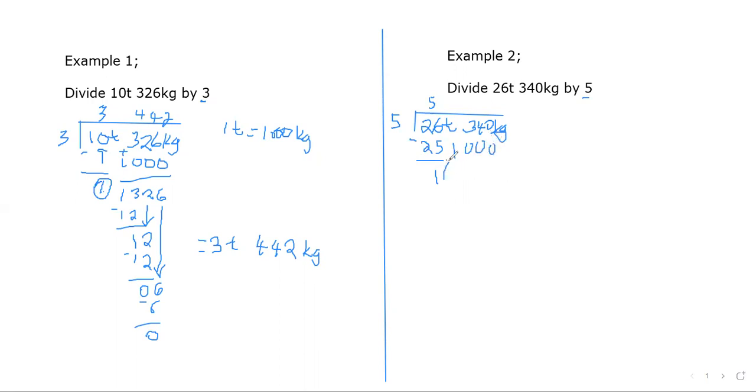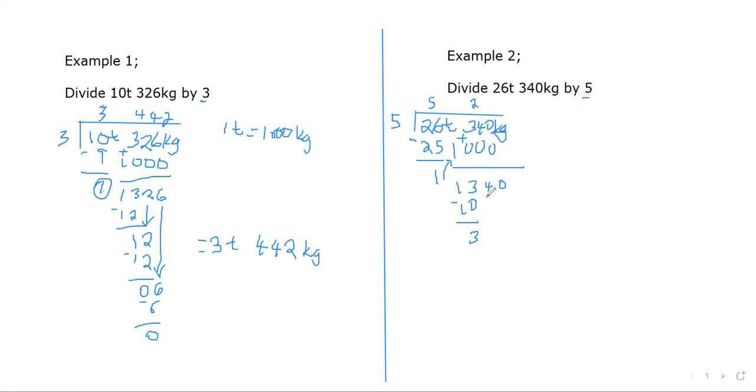So this 1 has turned into 1,000 kilograms. So adding it here, you'll get 1,340 kilograms. Now here we are thinking about a number. If I multiply by 5, I'm going to get close to 13. And the number that I'm thinking about is 2. So 2 multiplied by 5 is 10. And finding the difference between 13 and 10 is 3.